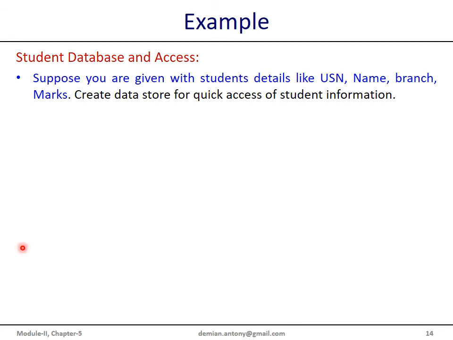Let us take up the second problem: student database maintenance and accessing student details given the student roll number. We can implement this in different ways with different data structures. Let us take up the first alternative, that is a list. We have to define a list of tuples where each tuple contains USN, name, branch, marks, and each tuple is placed in a list.